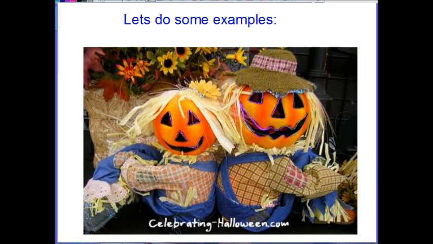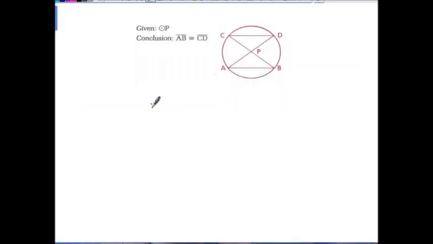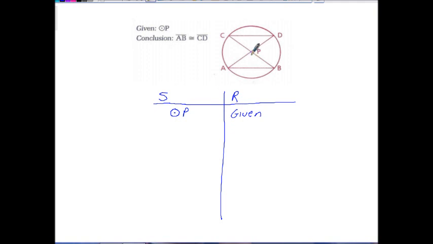So let's go ahead and start some of the examples from this section. Here we go, let's get started with our first proof. We're given circle P and we're trying to conclude that AB is congruent to CD. Let's make out our statements and our reasons. So we're given circle P. The only reason we're given circle P is to know what the center is, so we can find our radii. Now, we're trying to conclude pieces on our triangle, which I'm thinking might be a CP/CTC step.